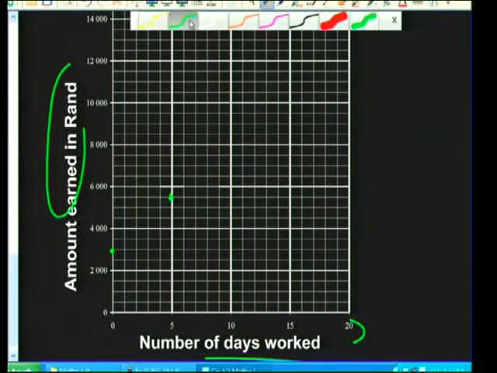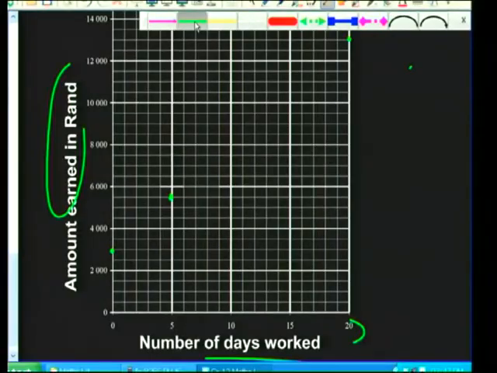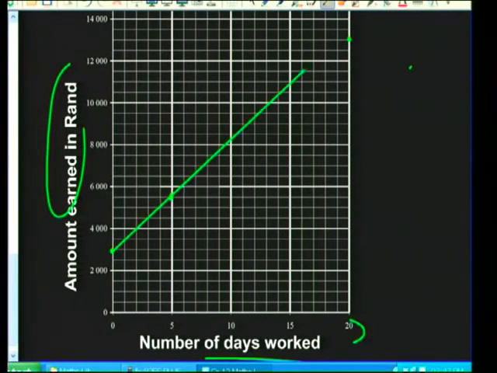Let's just get 13,000 over there. Now we're going to draw a line. And we know it's going to be a straight line, so I'm going to try my best to draw a straight line. Here we go. Drawing a straight line, we're starting over here and we're going all the way, and there's my straight line.